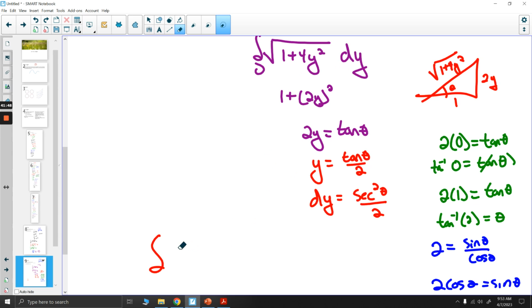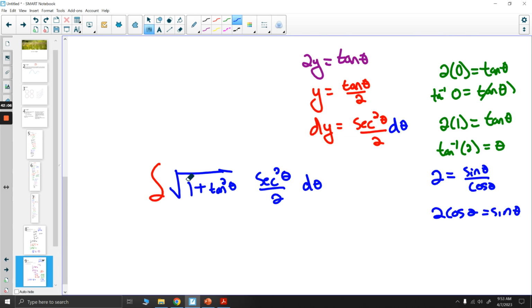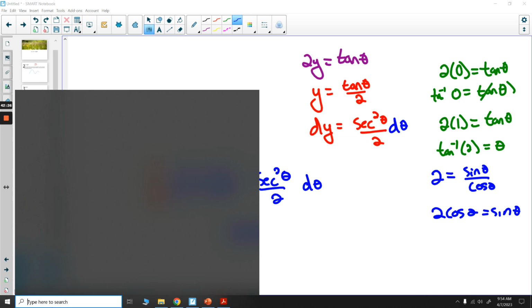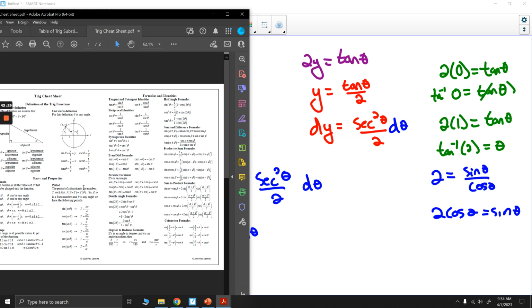Okay, so from 0 to 1, we now just don't have any bounds because we're going to go in theta. This is going to be the square root of 1 plus. Now, 2y squared would be tangent squared theta. And then dy is going to be secant squared theta over 2. And it's technically a d theta here, so d theta. So we're now in theta. Okay, so 1 plus tangent squared theta is maybe fine as is, because we could write this as like secant cubed. But if we also think about this as tangent theta, or this would be a secant squared, I think. Let's go to the trig cheat sheet real quick.